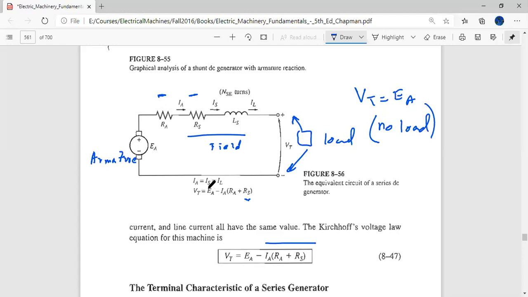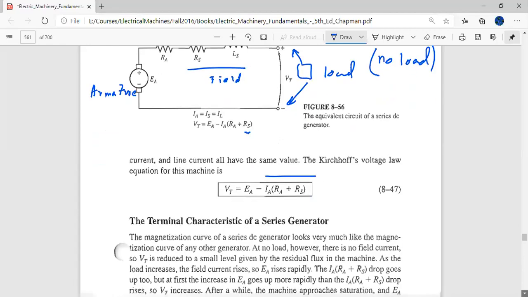Okay, and these three currents, the armature current, the load current and the field current, are the same. And why are they the same? Because they are all in series. So the armature current is the same as the field current, which is shown as IS over here, and is equal to the load current. Okay, so we are equipped with these things.